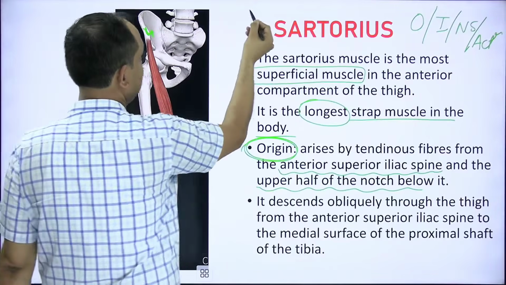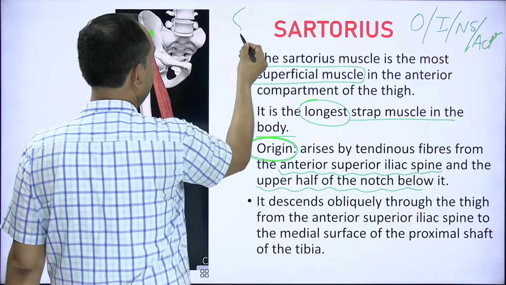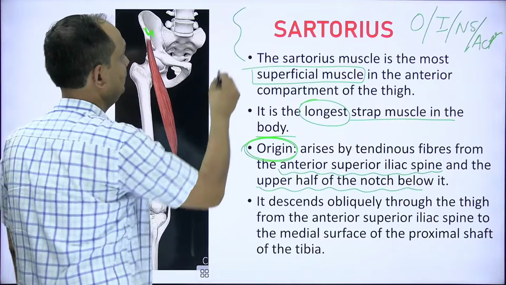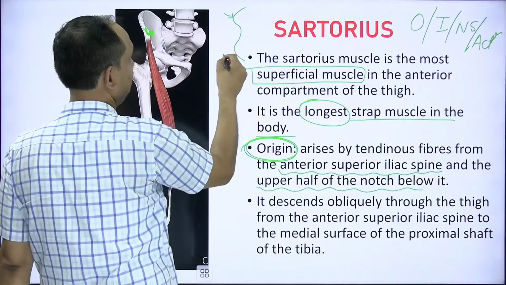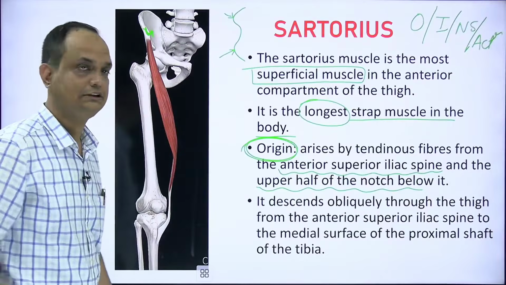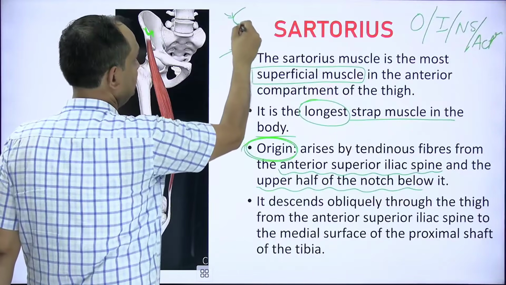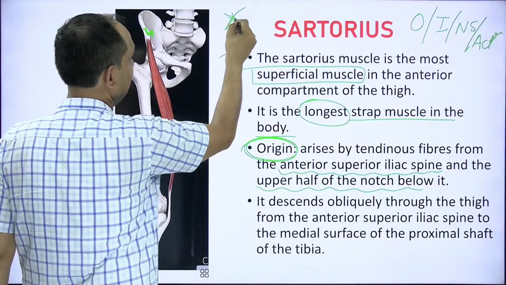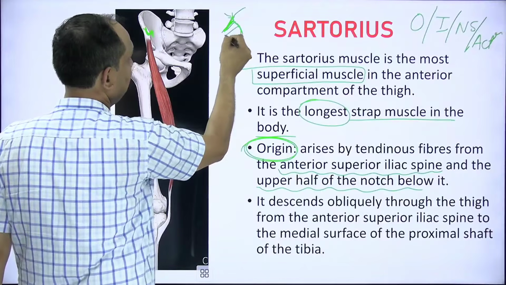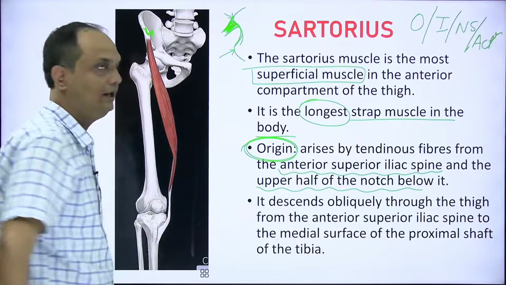So, when you will see the lateral view of the hip bone, you will find this type of anterior border. So, this will become anterior superior, this is anterior inferior iliac spine, and this is the notch. So, this muscle is arising from the ASIS plus the adjacent part of the notch, clear.